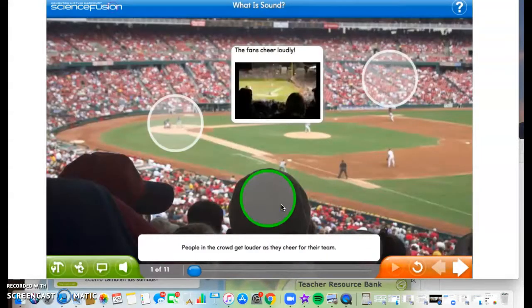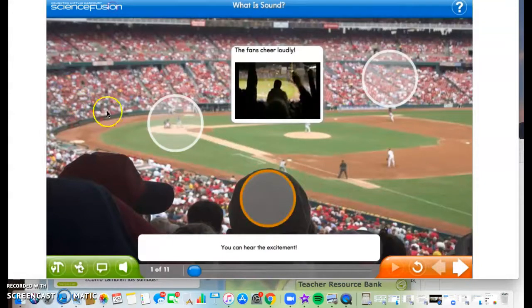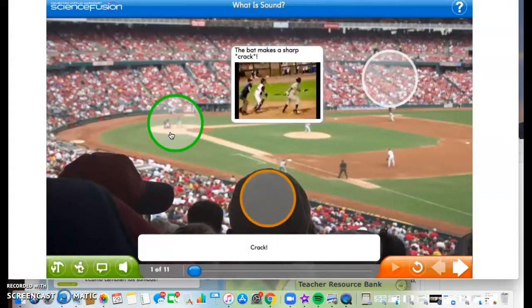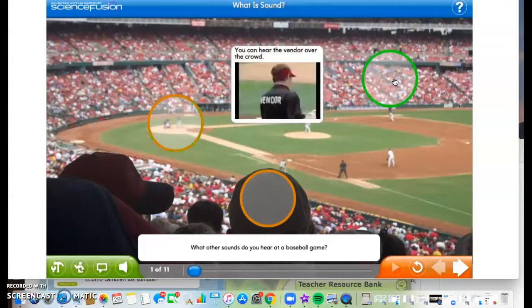People in the crowd get louder as they cheer for their team. You can hear the excitement. Crack! Did you hear the sound of that hit? What other sounds do you hear at a baseball game? People in the crowd talk softly while they wait for some action on the field, but the vendor yells out to make sure you can hear him.